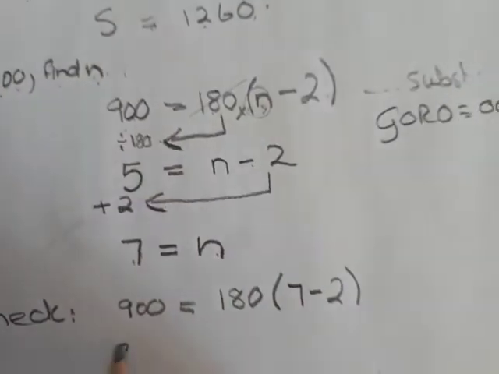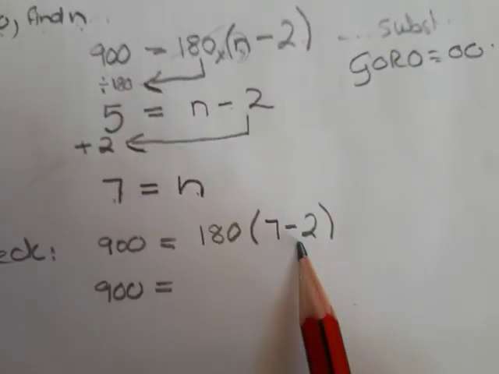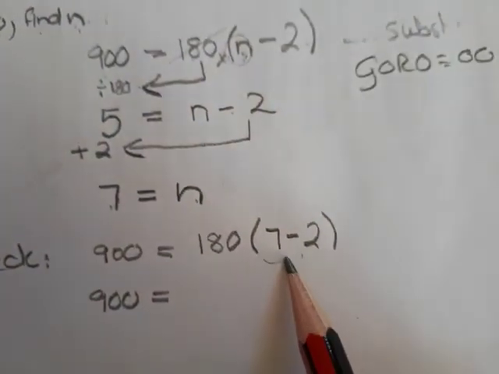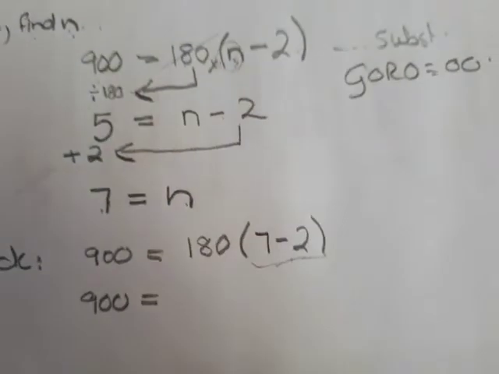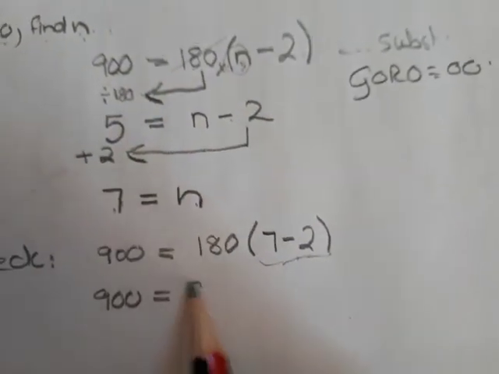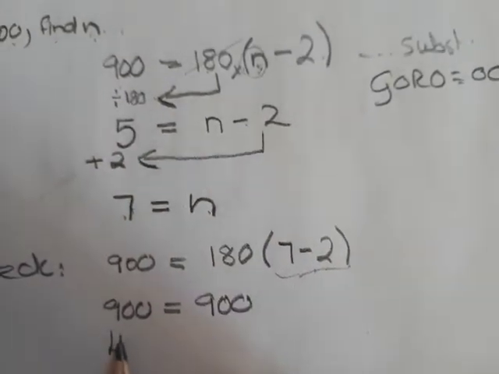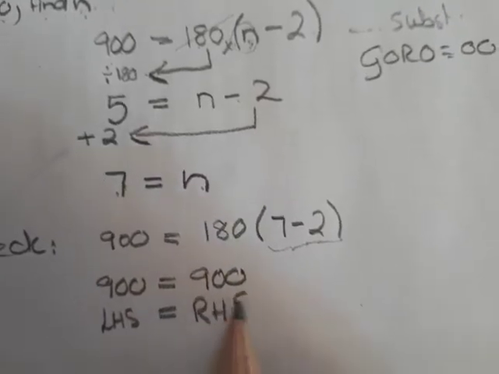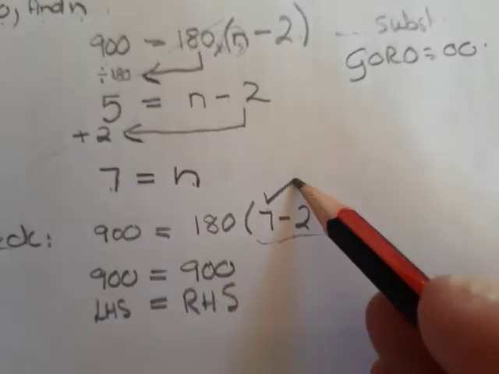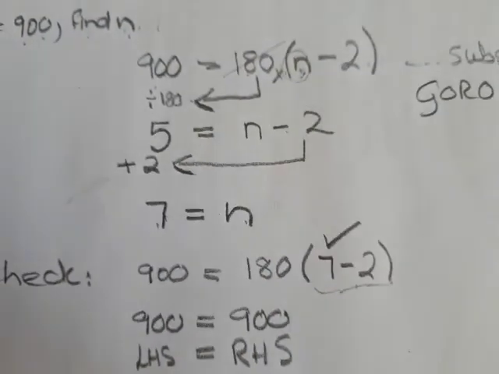Okay, the check is done in the following way. You got the left-hand side, which is 900, equals, on the right-hand side you got 180. You now calculated n as 7, people, so 7 minus 2. Okay, now the left-hand side is 900. You don't need to calculate anything there. On the right-hand side, first do the brackets. 7 minus 2 is 5, and that you multiply by 180, which gives you 900. And then again, if the value on the left-hand side is the same as the value on the right-hand side, then you know that your calculation is correct. So this is really easy work, people.